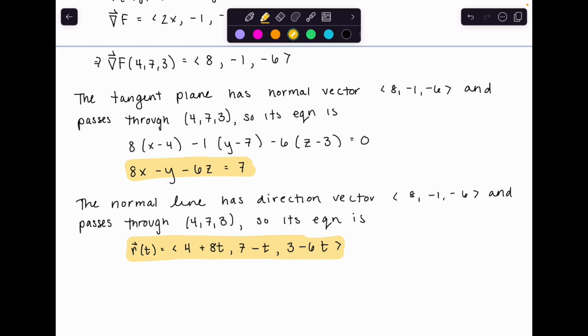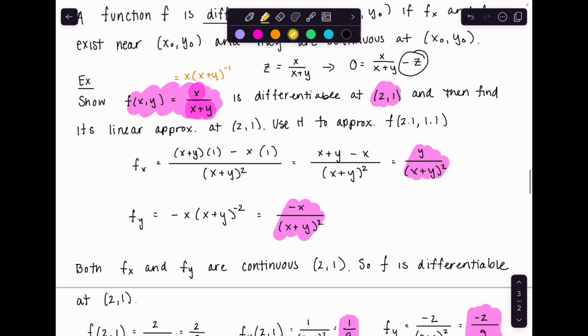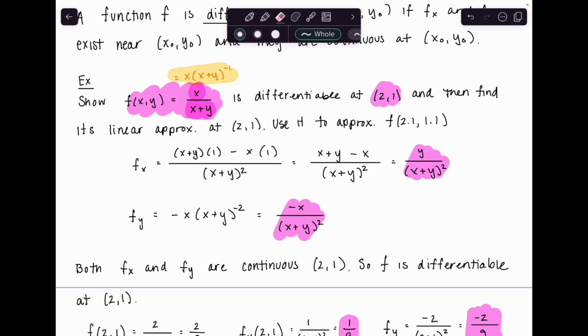So again, this does not change anything at all. Going back up to this example, if I asked you to find the equation of the tangent plane and the normal line at that particular point, you would just say, great, z is equal to this.